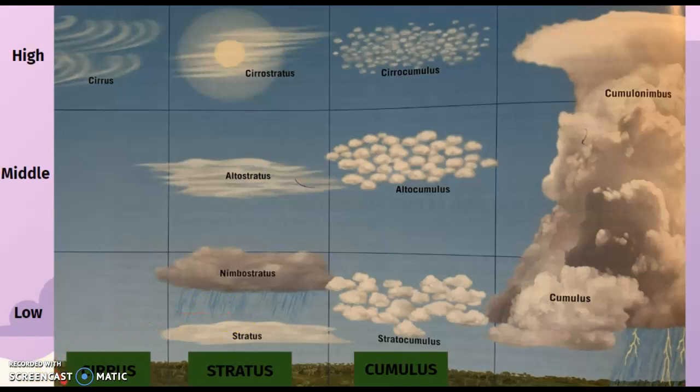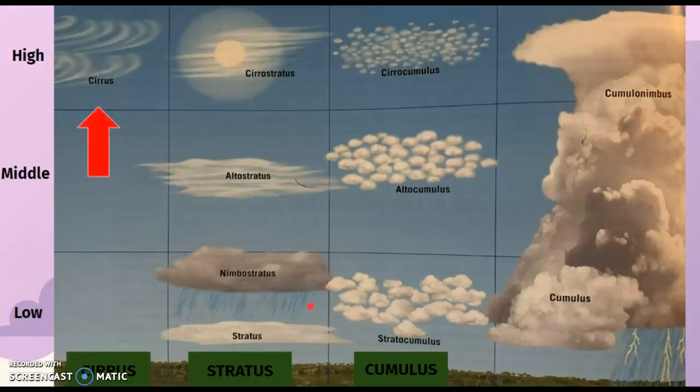So we've talked about cirrus, stratus, and cumulus clouds. And they can either be low, middle, or high in the sky. Each of these 3 categories have other types of clouds, and we're going to talk more about them. Stratus clouds can also be nimbostratus clouds, and they produce rain.